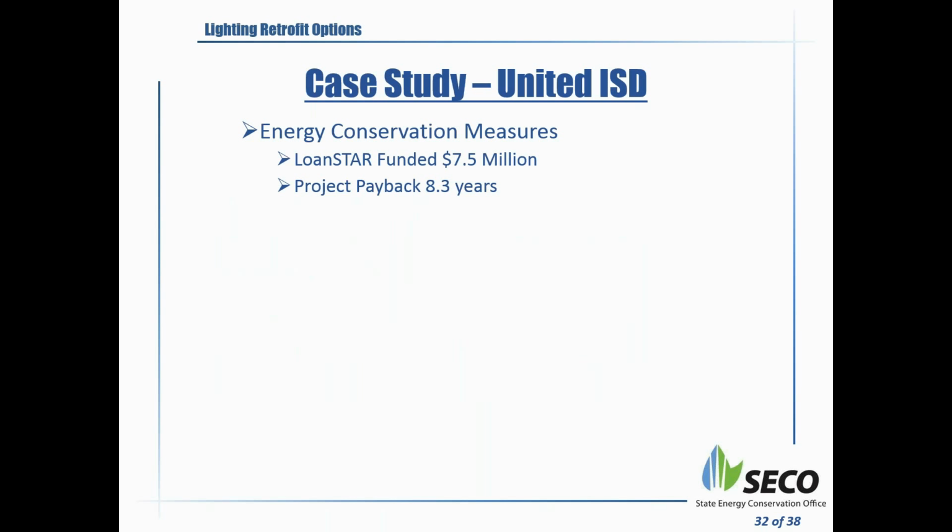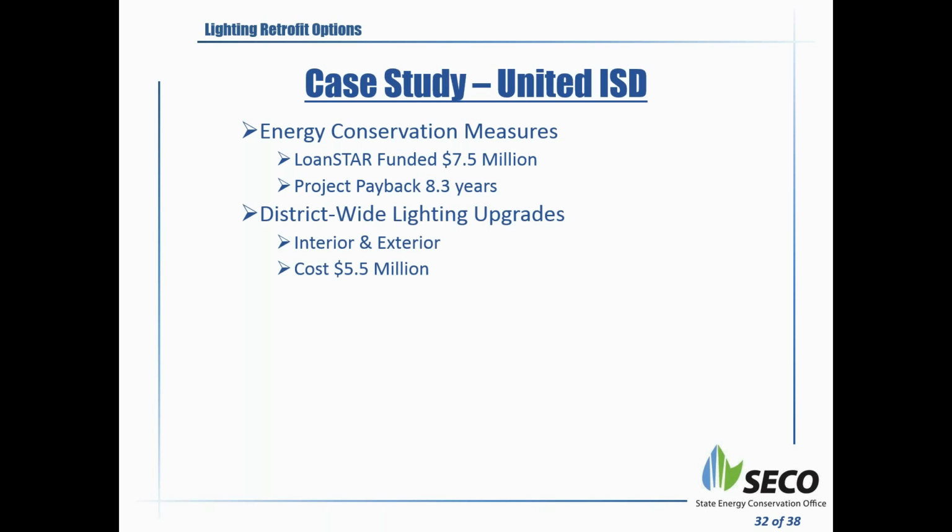I just wanted to spend a quick 2 to 3 minutes on an actual case study. This is actually a project that just got finished. It was the United Independent School District in Laredo, Texas. They went to the State Energy Office Lone Star funds and applied for a $7.5 million loan for energy efficiency retrofits, with a payback of 8.3 years.